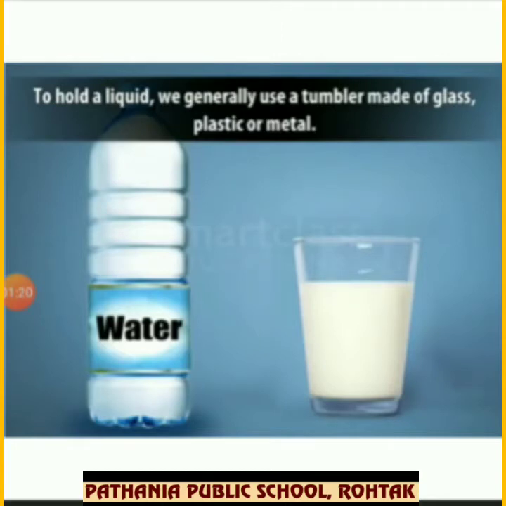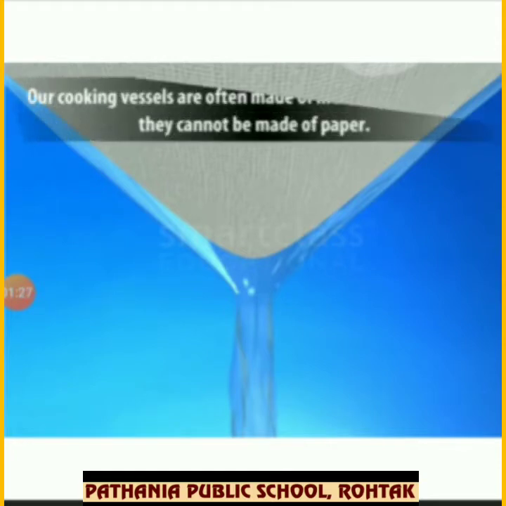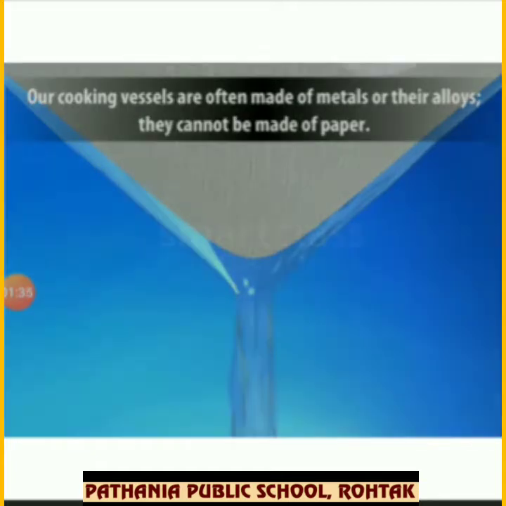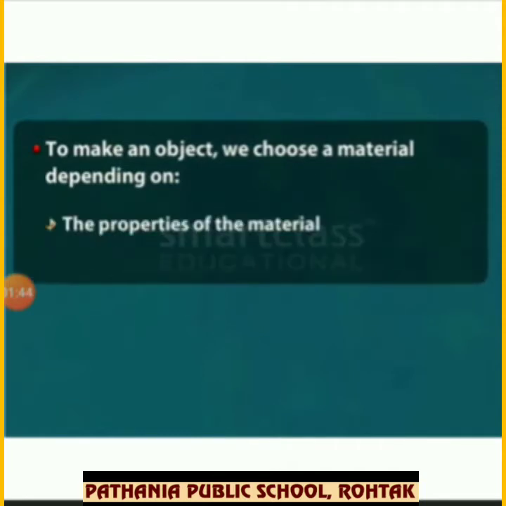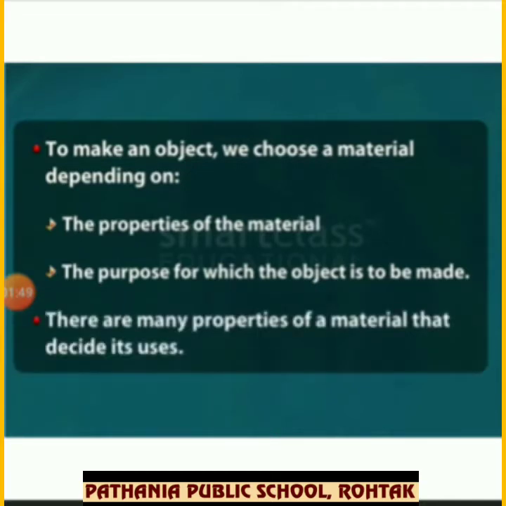We use gold for making ornaments because it has a shiny appearance, or you can say luster. We use steel for making buildings and bridges because it is very hard and strong. We use cotton for filling our pillows. So all these are very different properties. To make an object we choose a material depending on, first, the properties of the material, second, the purpose for which the object is to be made, and third, there are many properties of material that decide its uses. We are going to discuss them one by one.